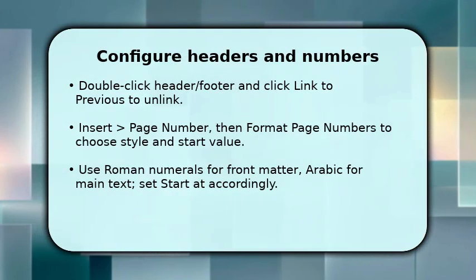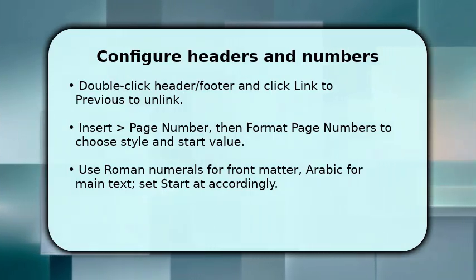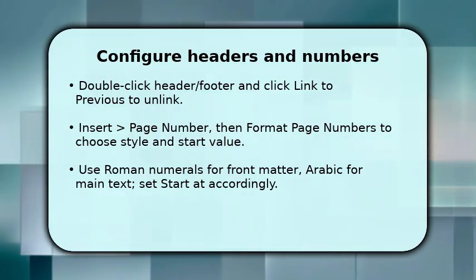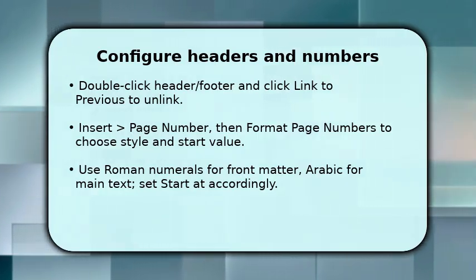Once the section is in place, double-click inside the header or footer where you want numbers and disable Link to Previous so changes won't affect prior sections. Then insert page number and pick position.